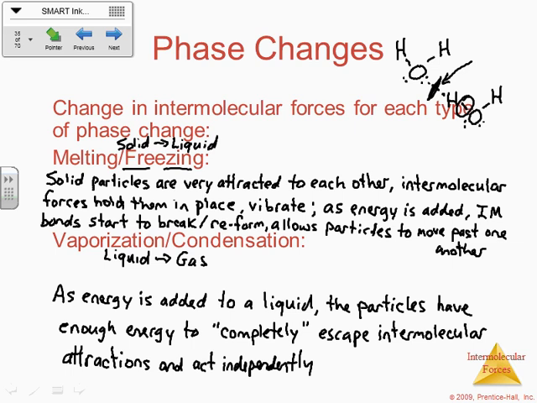We add energy to a liquid, and now these particles that are moving past one another but still very attracted to one another, eventually they get enough energy and they can completely escape those intermolecular forces. Okay, and then they go away from the liquid and they can act independently as their own individual particle. Now again, you put gas particles close enough to one another and cool them down enough, those intermolecular forces start to be significant, and if you do that enough, then they change back into a liquid. They condense, okay?